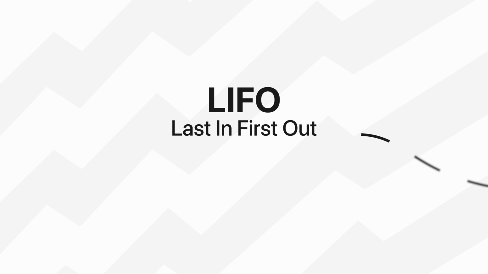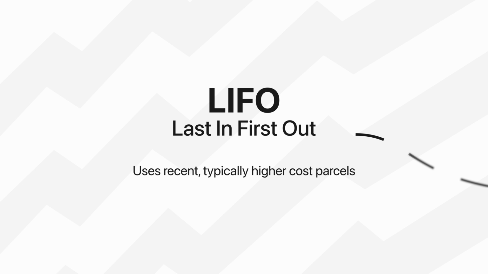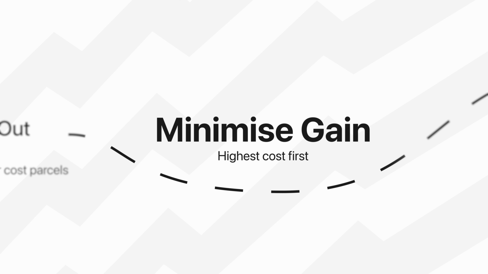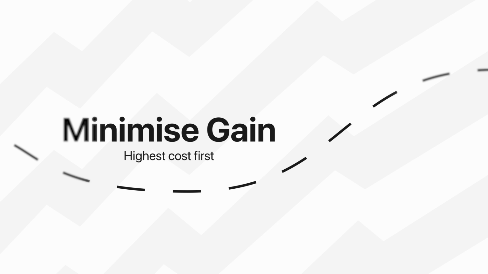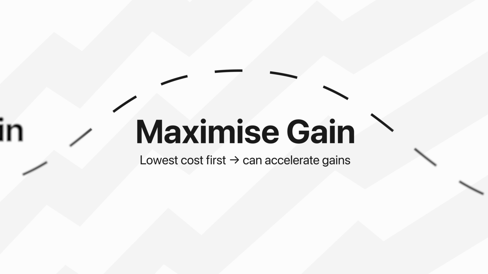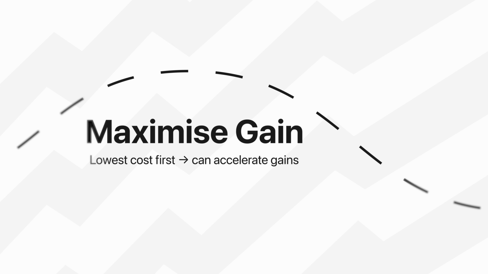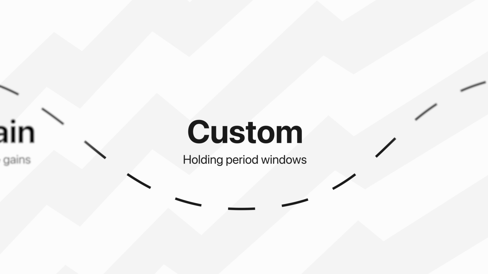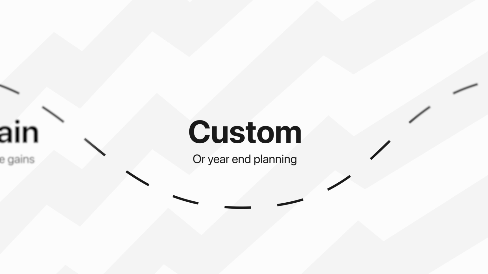Here are a few of the common CGT calculations you can use. LIFO, or last in, first out. This emphasizes recent, often higher cost parcels, usually fewer parcels than qualify for the 12-month discount. Minimized gain is the highest cost first, so it specifically targets parcels that minimize taxable gains now. Maximized gain is the lowest cost first, so the opposite, can accelerate gains if you're deliberately realizing a large profit. And then custom, you handpick parcels to align with your cash needs, holding period windows, or year-end planning. Whichever mix you use, you need to identify it, document it, and reproduce it later.